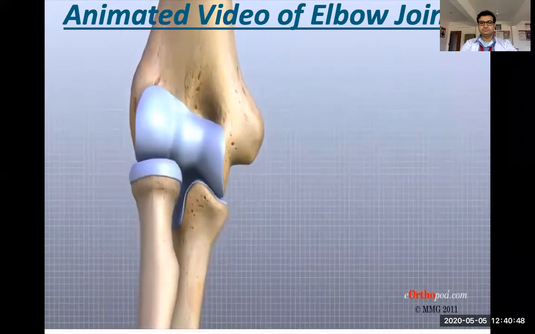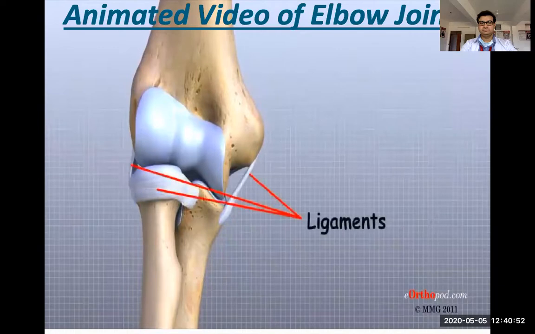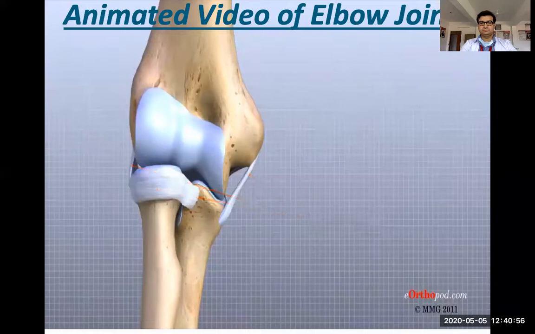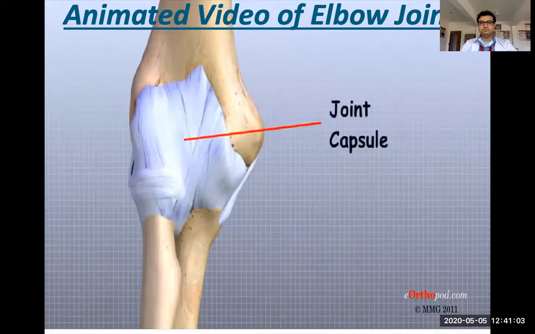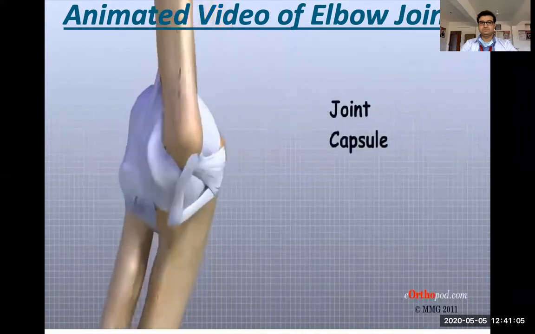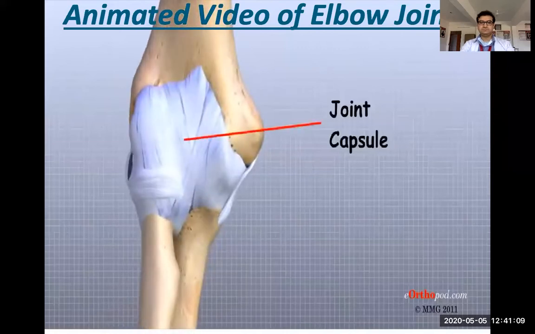There are several important ligaments in the elbow. Ligaments are soft tissue structures that connect bones to bones. The ligaments around the joint are connected with a thin layer of connective tissue and form a structure called the joint capsule. The joint capsule is a watertight sac that surrounds the joint and contains lubricating fluid called synovial fluid.